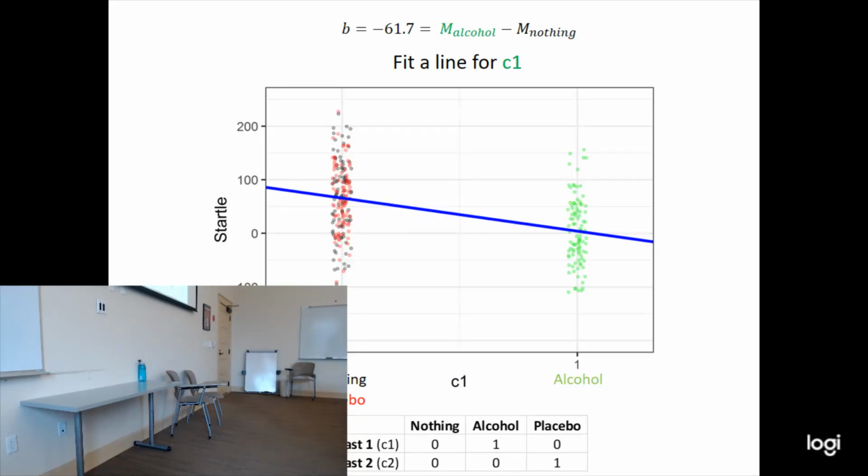And there are 100 participants in each group, so I have 300 points total because I still have the placebo group in here. I just adjusted up the mean of the placebo group to match the mean of the nothing group. It's a really good observation. Yeah, you got it right.